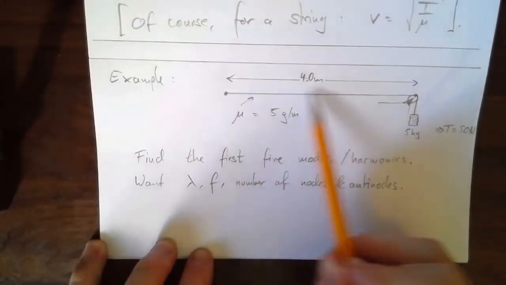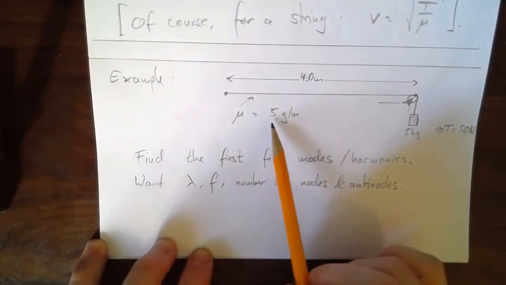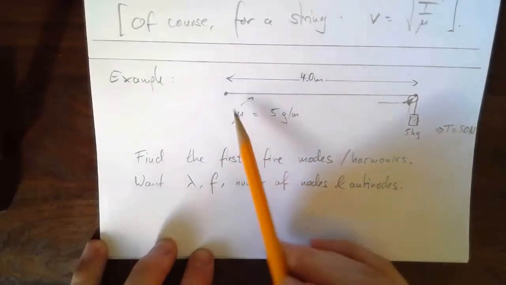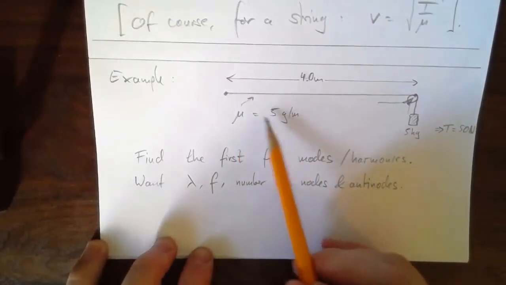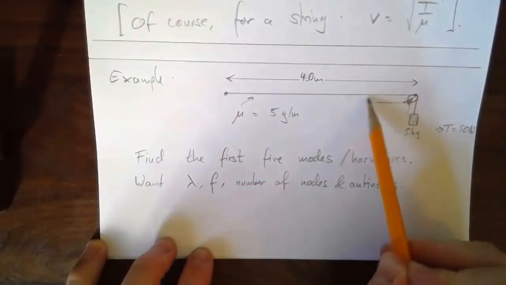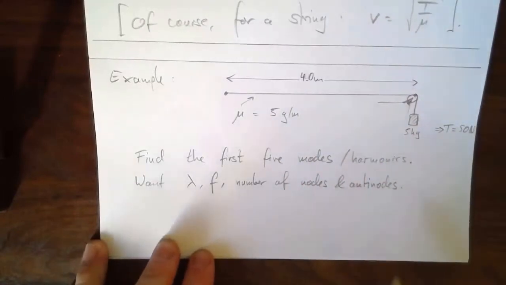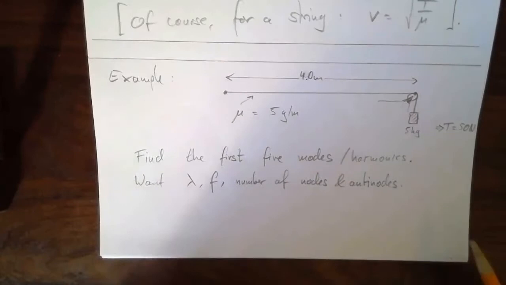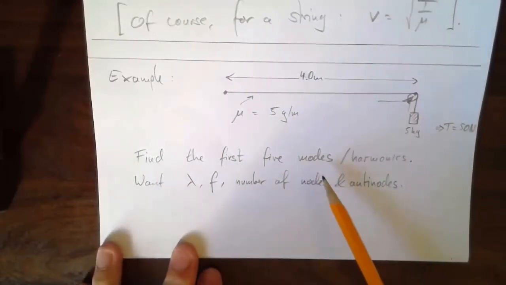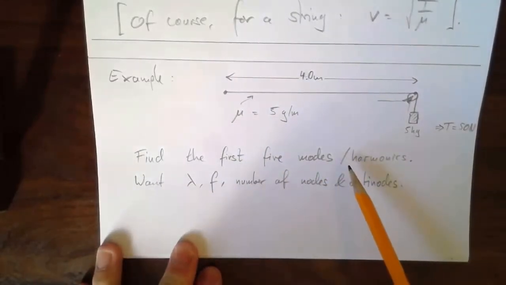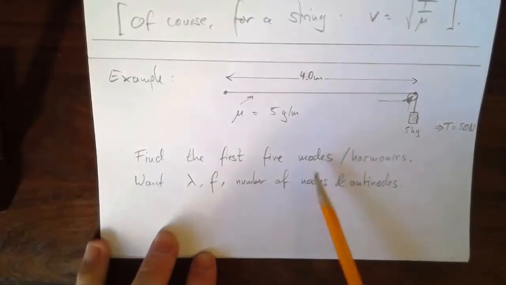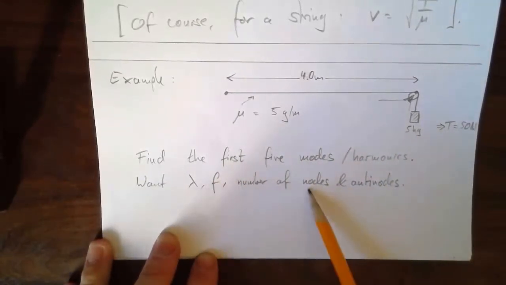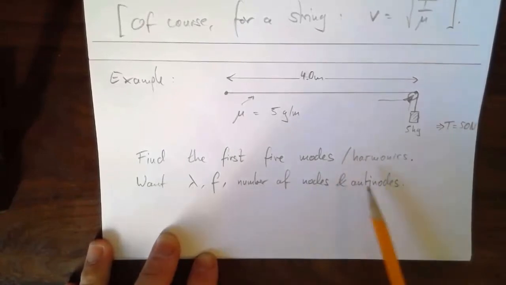Okay, now the string itself, I imagine it has a mass density of 5 grams per meter. So 1 meter of string is 5 grams, which means the whole 4 meters would be 20 grams. Fairly light string, realistic value. Our task is to find the first 5 modes, so harmonics. We want to find the wavelength, frequency, and number of nodes and antinodes.